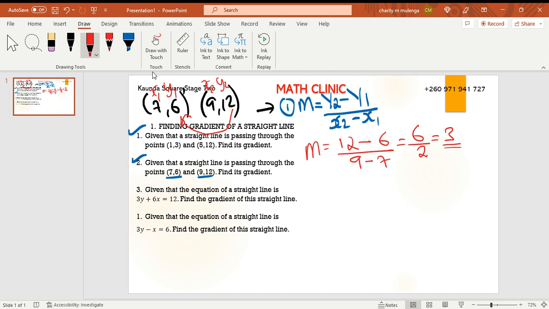So from question 1 and question 2, we're seeing that our gradient can either be a fraction or a whole number. Sometimes it can be positive, sometimes it can be negative.